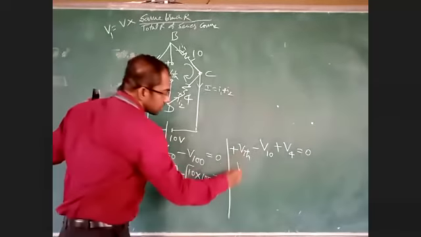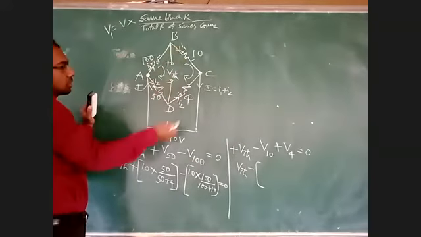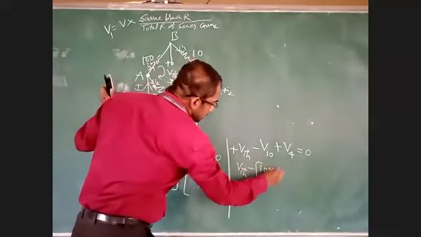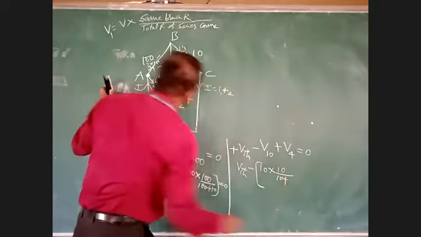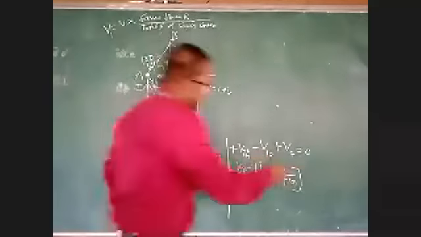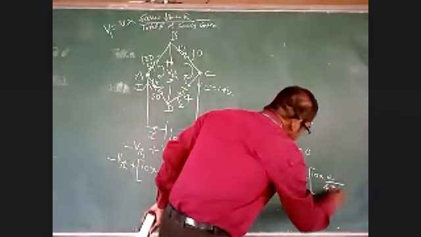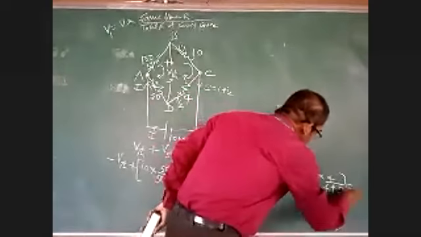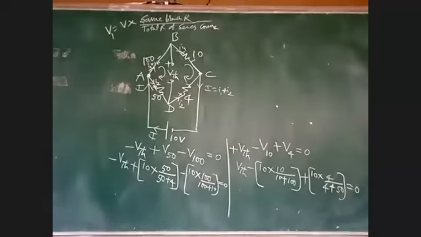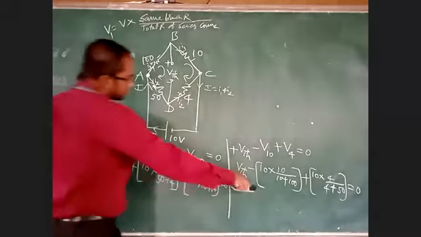Now come to this side, VTH. Voltage in 10 ohms: total voltage is 10, same branch means 10. For 10, 100 is in series, and 4. See, 100, 4 and 10 are in series. These are in series. Next. Now determine VTH here and also here. We will get the same answer.